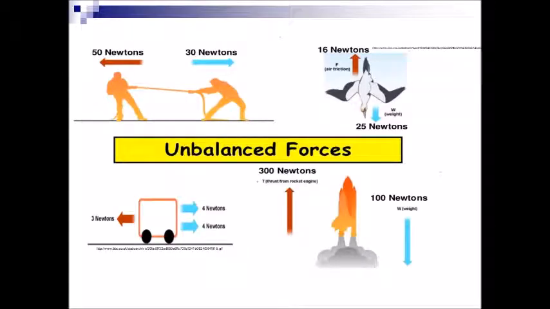Here you see the different color arrows and you can see which direction the movement will go. 50 newtons is larger than 30, so the gentleman on the left will win. If you look at the bird, air friction is not going to be as big of a force as the force of gravity and the weight, so the bird's going to go down. Looking at the next one, if you have 4 newtons to the right and 3 newtons to the left, it's going to move right. And finally, looking at the rocket ship, we have 300 newtons pushing it up and only 100 pushing down. So the rocket will go up.